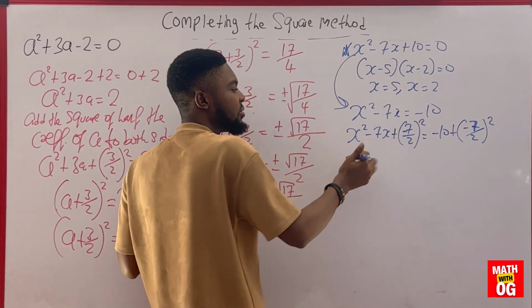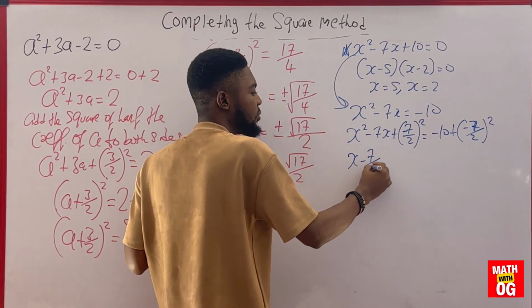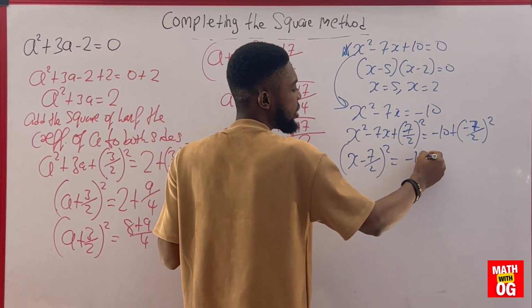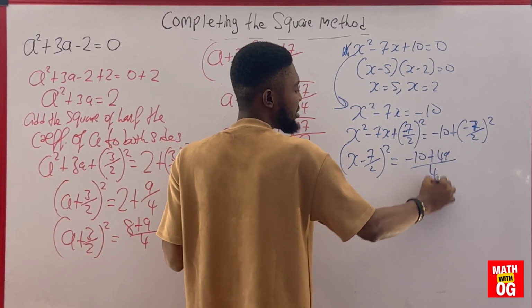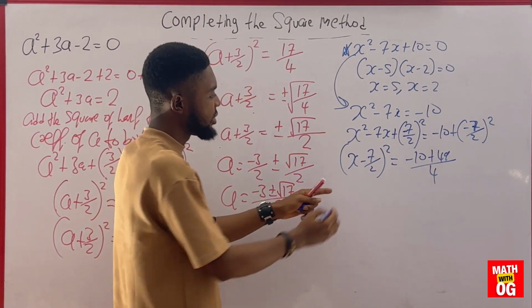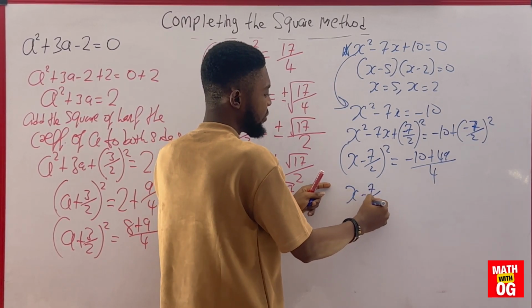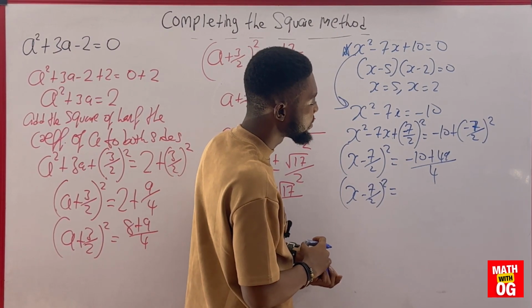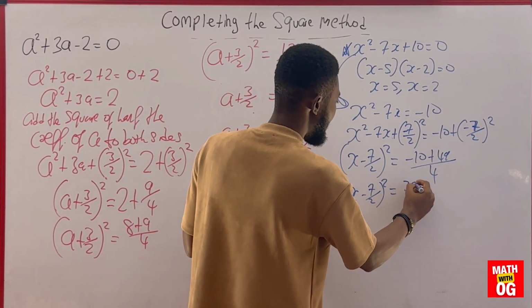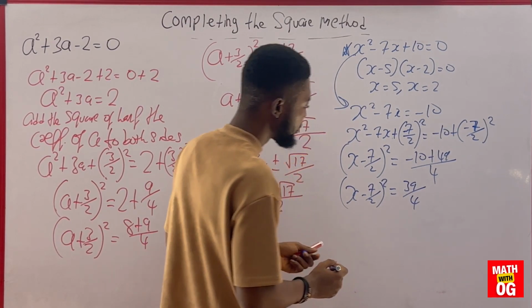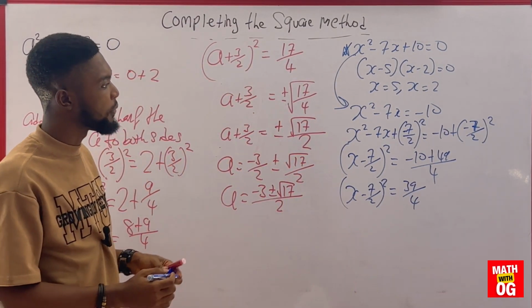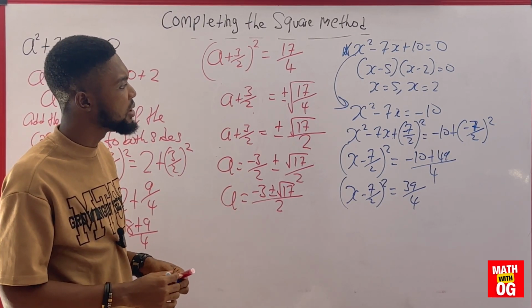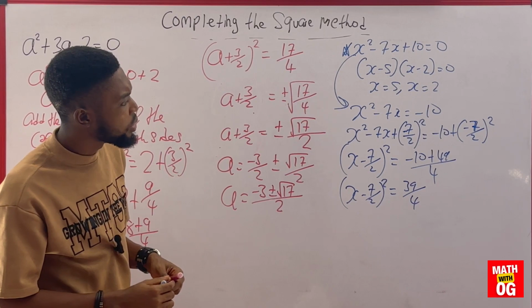Since here is a negative sign, this will be (x minus 7 over 2) all squared is equal to negative 10 plus 49 over 4, since 7 squared is 49 and 2 squared is 4. So this will give us (x minus 7 over 2) all squared is equal to 49 minus 10, which is simply 39 all over 4. Now the next step is to find the square root of both sides. Okay, I think I made an error somewhere.